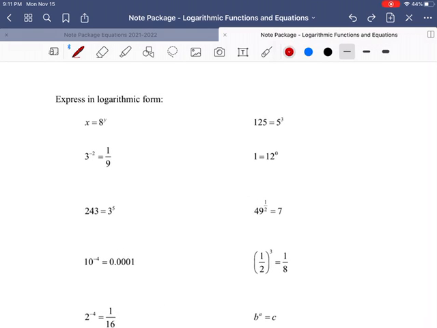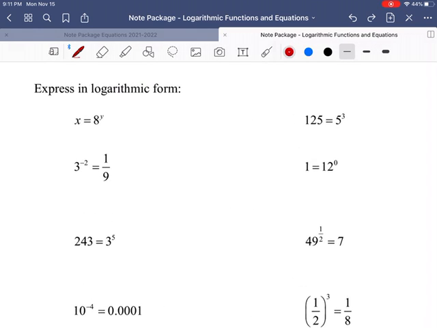So express in logarithmic form. So we saw that the base is going to be the lowercase part of the log function. So the 8 can go there. Now the exponent is what it equals, and the x goes there. 3 to the negative 2 equals 1/9 means that log base 3 of 1/9 equals negative 2.